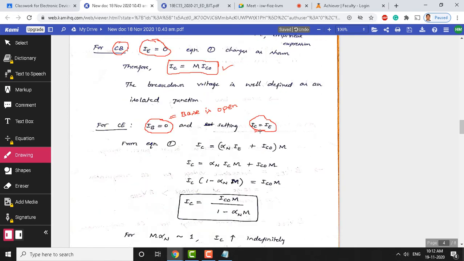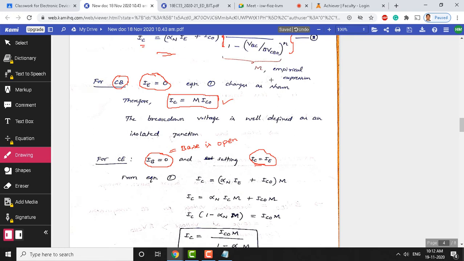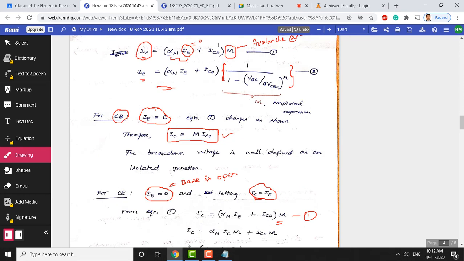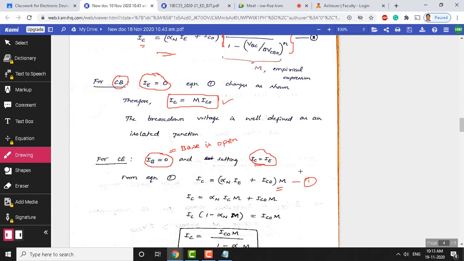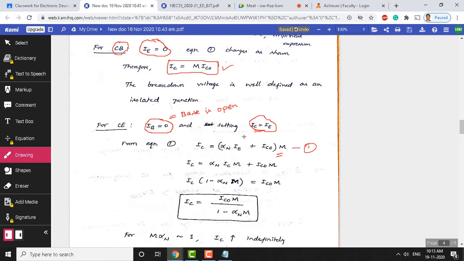Let us see how equation 1 changes. I have rewritten equation 1 here for your reference. This is the same equation you have seen. Now if you set IE as IC, you can see that wherever there was an IE, I have replaced it with IC. If you do that, the resulting expression is IC equals alpha N times IC times M.